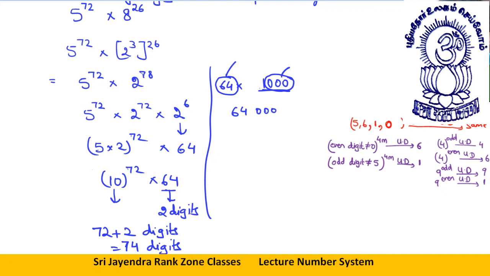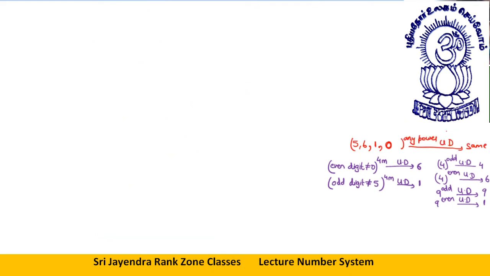We can take one more question now of this type only, like the one I took earlier. This was 5 raised to power 72 into 8 raised to power 28. Let's take it like this: 5 raised to power 72 into 8 raised to the power 28. Again the same thing.